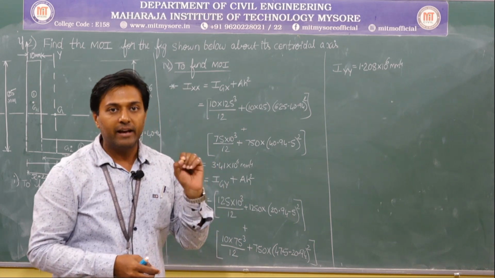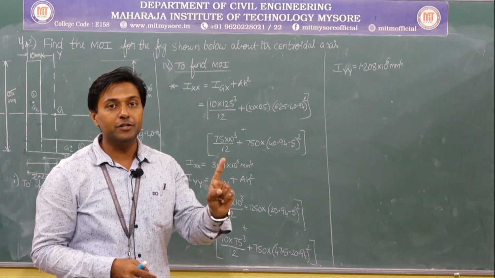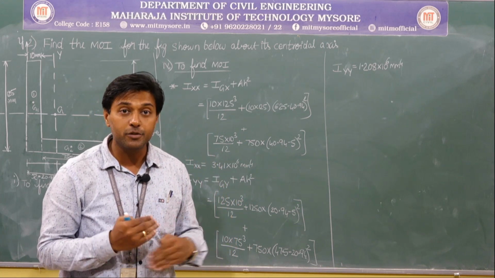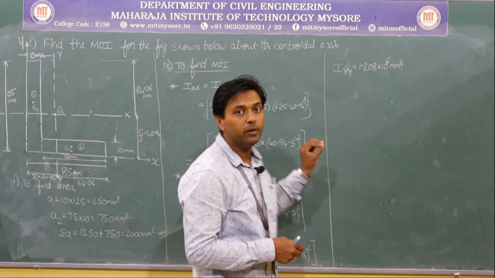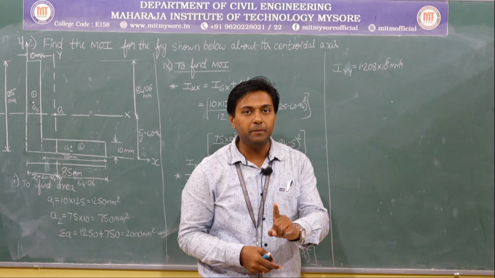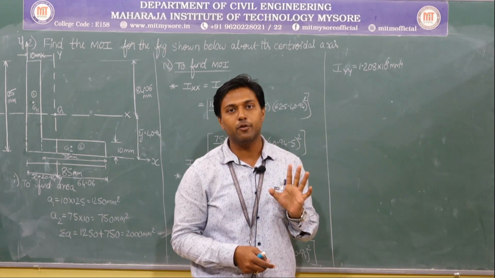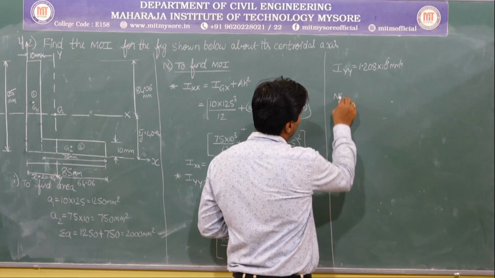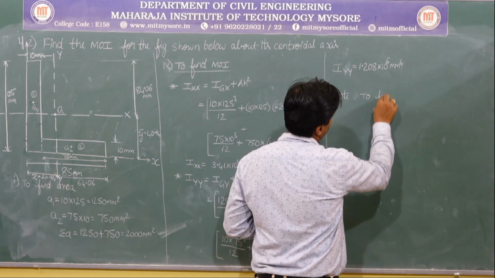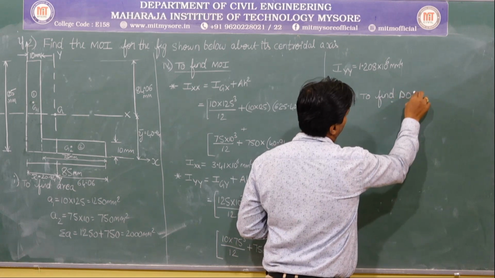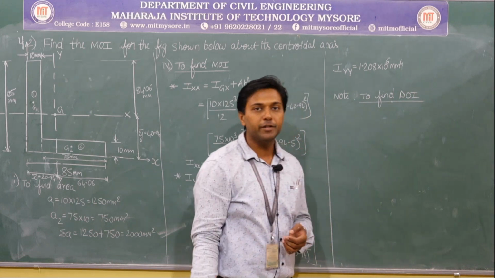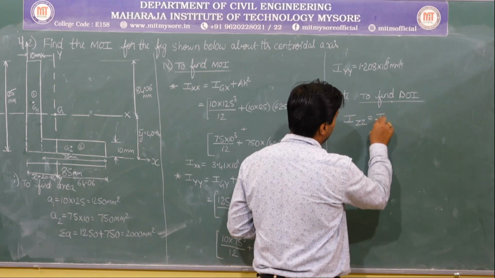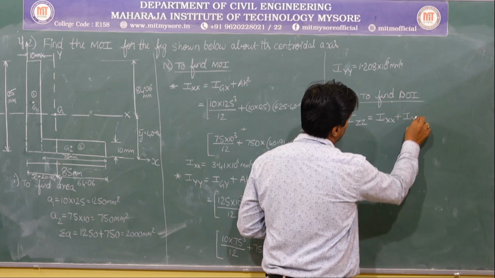If in the question they would have asked, find the polar moment of inertia for the below figure about its centroidal axis, then what were you supposed to do? Please remember, for the same problem, if they would have asked you to calculate the polar moment of inertia about the centroidal axis, nothing to worry. What does the perpendicular axis theorem state? To find polar moment of inertia, what is IZZ? It is IXX plus IYY. Yes or no? It is IXX plus IYY.